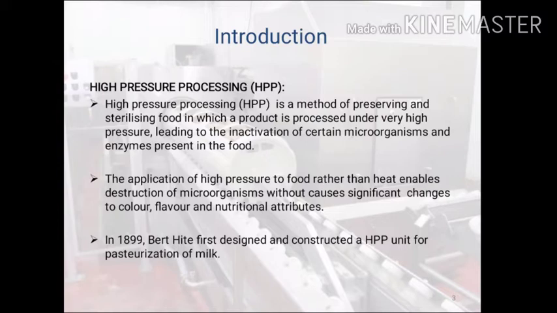High-pressure processing is the method of preserving and sterilizing food in which the product is processed under very high pressure, leading to the inactivation of certain microorganisms and enzymes present in the food. The application of high pressure to the food rather than heat enables the destruction of microorganisms without causing significant changes to color, flavor, and nutritional attributes of the food product. This high-pressure processing unit was first designed and constructed by Bert Hite in 1899 for the purpose of pasteurization of milk.